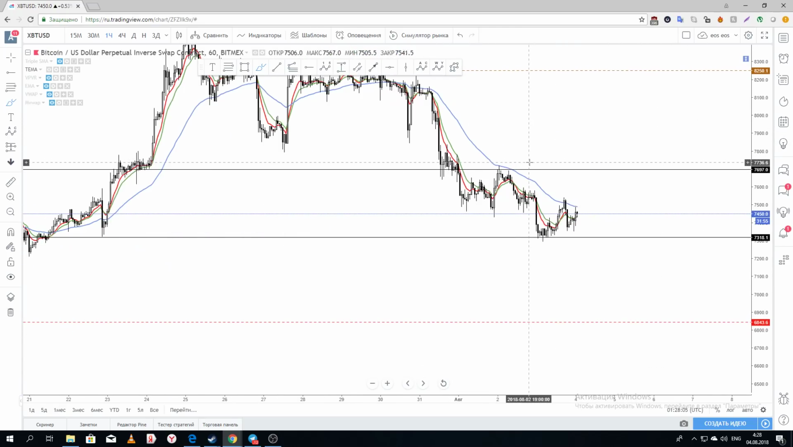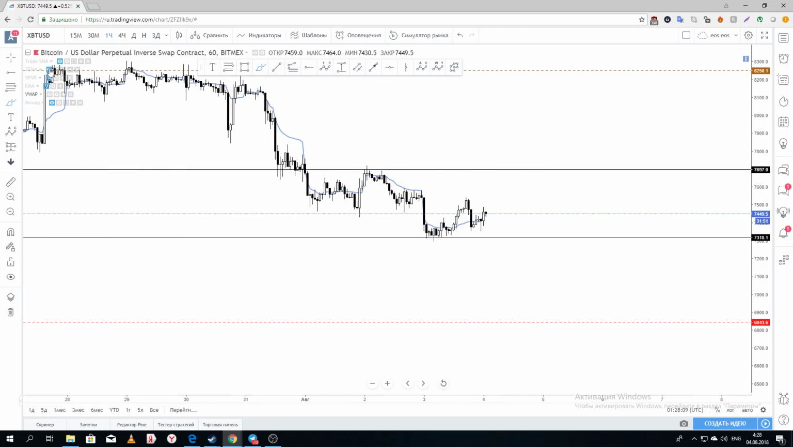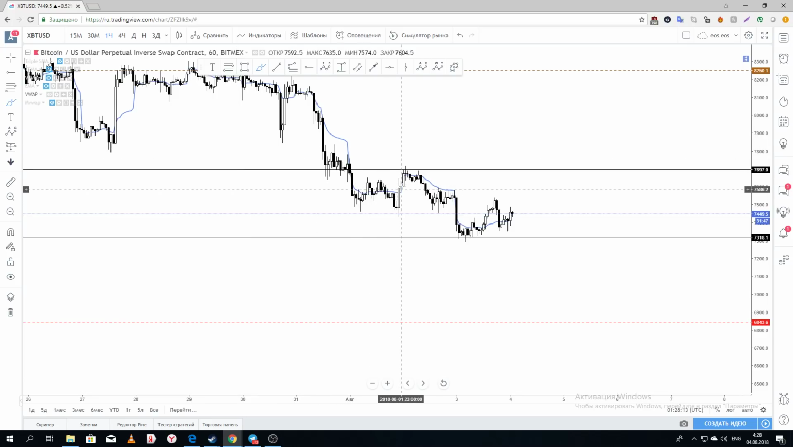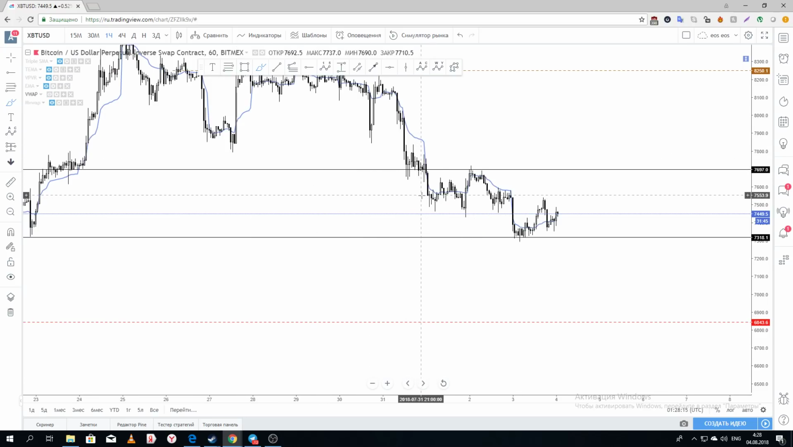Now, VWAP here is finally flipping bullish. It's telling you that you should be trying to buy here. For this entire downtrend that I played, it's telling you you should short. So even here it told you, bro, short.